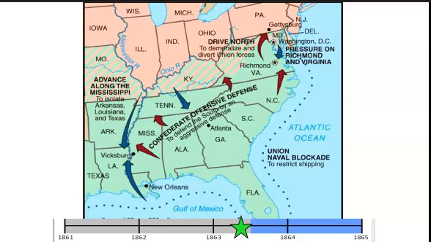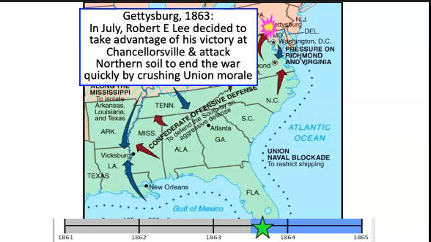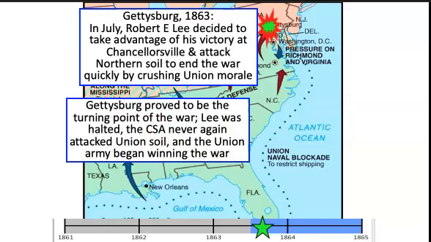And then Lee, once again in mid-1863, decides to invade Pennsylvania. Once again, two reasons: getting Union soldiers away from Southern fields, but two, trying to win that Northern victory again to be able to end the war. However, at Gettysburg, Lee is finally defeated. It's the first time that Lee has been defeated up to this point. And so the battle at Gettysburg proves to be the turning point of the war. Lee is halted, and the Confederates never are again able to attack on Union soil, and the Union Army begins to win the war.